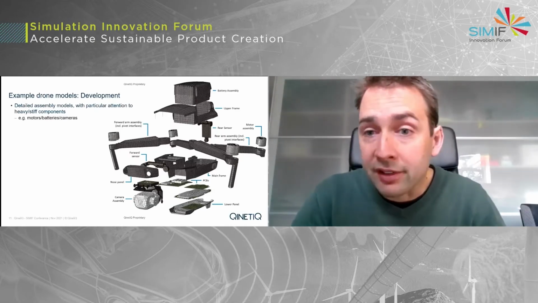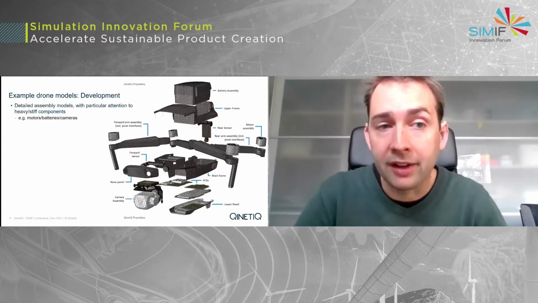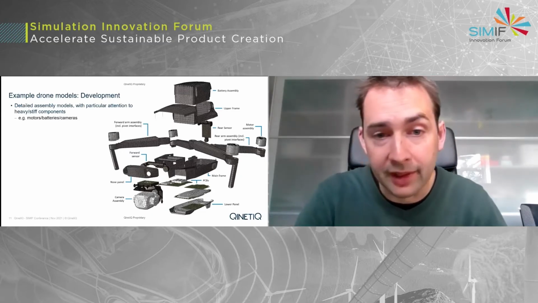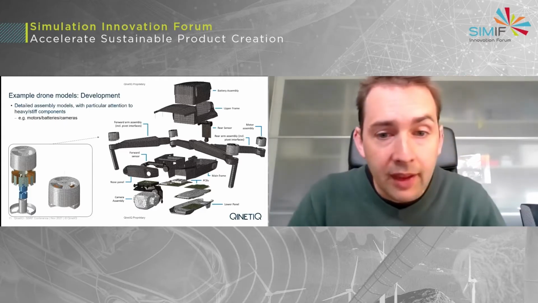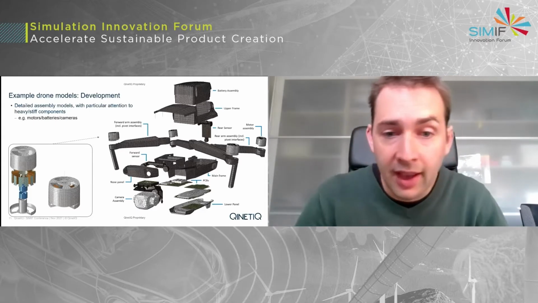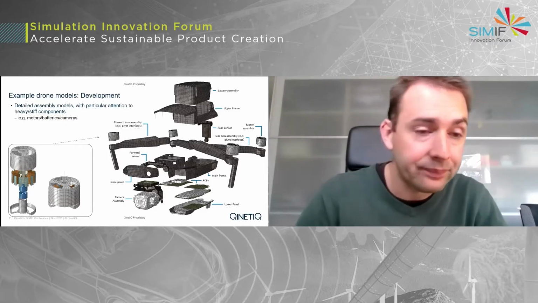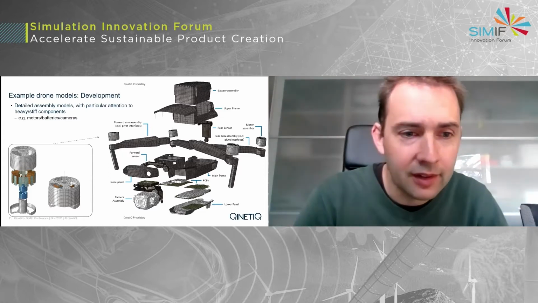But we pay particular attention to some of the heavier or stiffer items, such as motors, batteries, or camera assemblies. So as an example of one of these, a motor, although it's shown in the main image there as just being a single component, actually it's a sub-assembly of parts that we've created to replicate the internals of that motor.